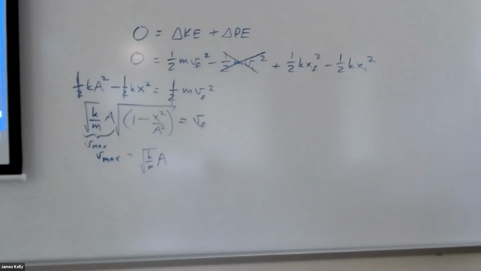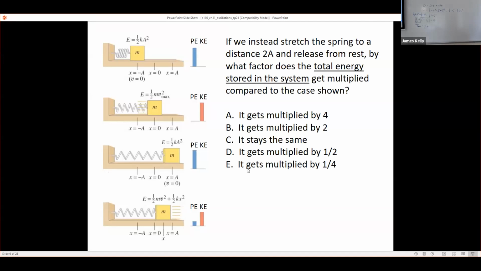Okay, let's go back to the screen now. I think there are some voting questions here. In this case, we're drawing a picture as if we pushed it in by a certain distance. Maybe I tell you what A is. Imagine that we instead stretch the spring not to a distance A, but we double the distance we stretch it. So if we compressed it 1 meter, now we're going to stretch it to 2 meters. How does that affect the total mechanical energy stored in the system? What that means is kinetic plus potential at any time.